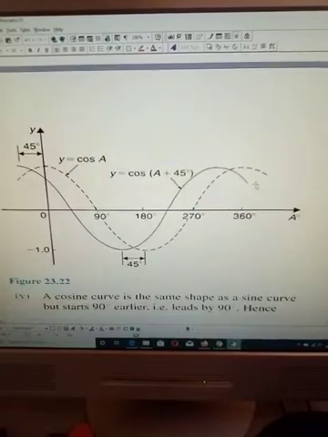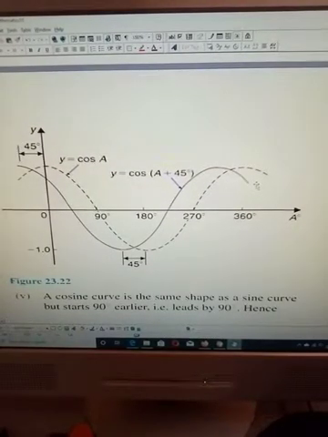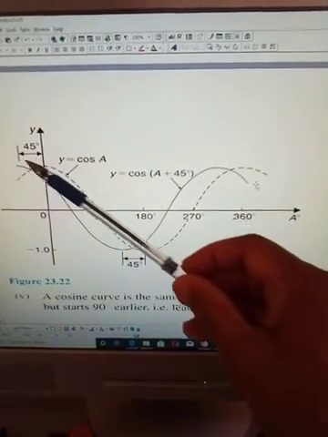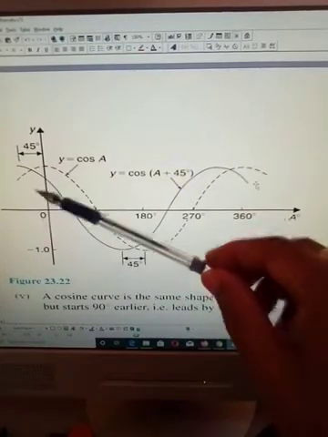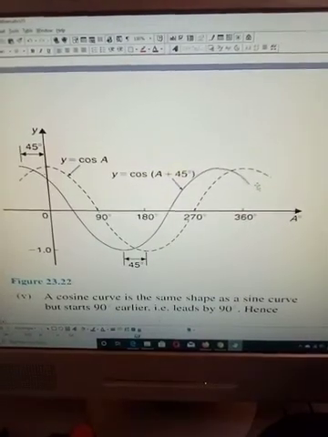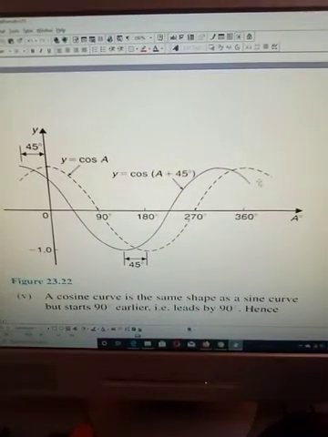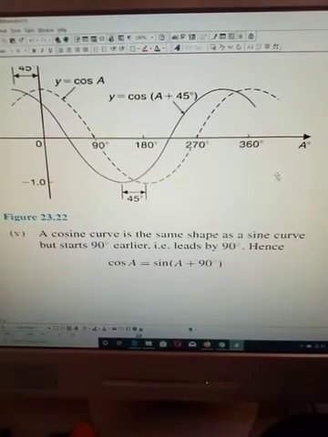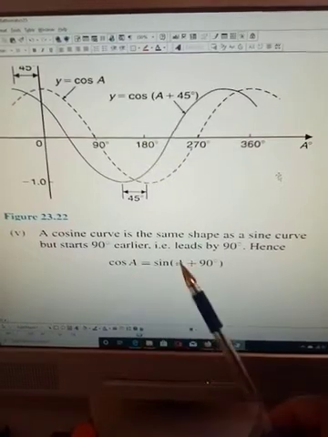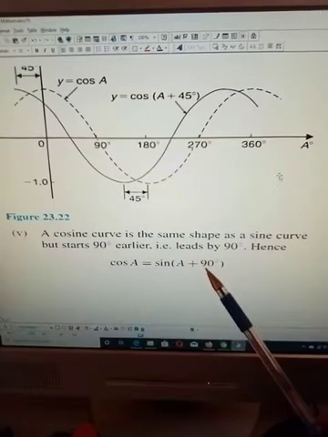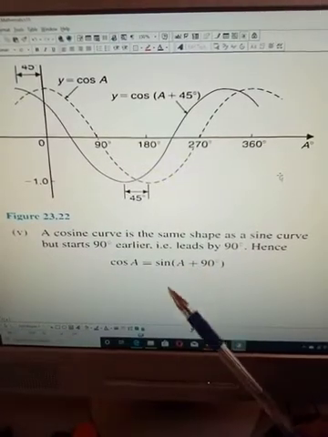And here we have the waveform. Okay? So you can see that y equals cos(A + 45 degrees) is starting 45 degrees earlier. So that is the leading angle waveform, I should say. And in figure 23.2, a cosine curve is the same shape as a sine curve, but starts 90 degrees earlier, i.e. leads by 90 degrees. Hence, cos A equals sine(A + 90 degrees). Okay, it is leading in this case.